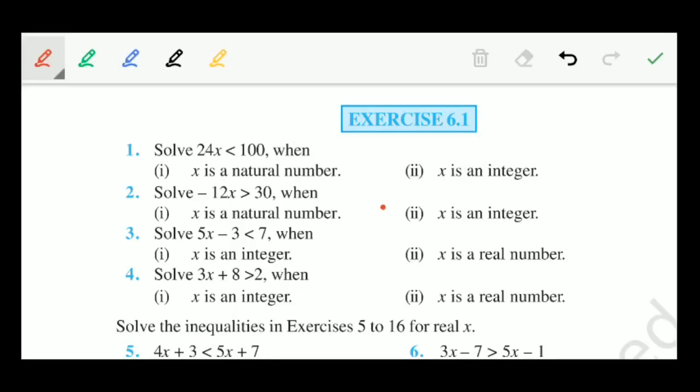In exercise 6.1, you can see from 1 to 4, same questions are there, and we will solve all the inequalities in the same way. I have solved one example and question number 3. In the same way you can solve. Now I am going to start question number 5.